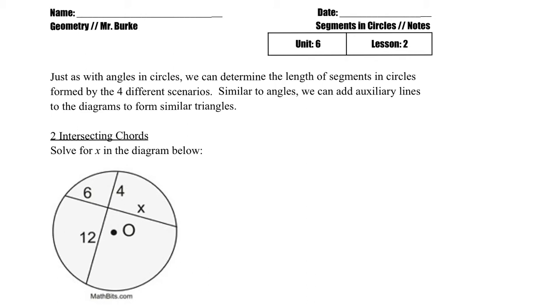In this first scenario, I've got two intersecting chords. Now, the first thing I want to do, this will make our life a lot easier, let's go ahead and label. Let's call this A, this will be B, I've got C, D, and E. So let's label those intersection points. Now, what I'm going to do is draw in some auxiliary lines. I'm going to draw in two of them this time.